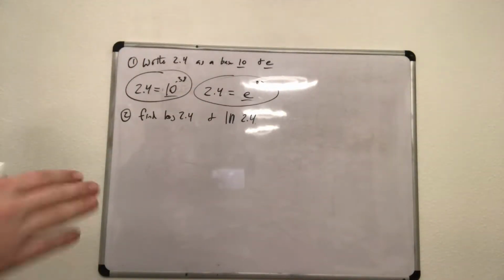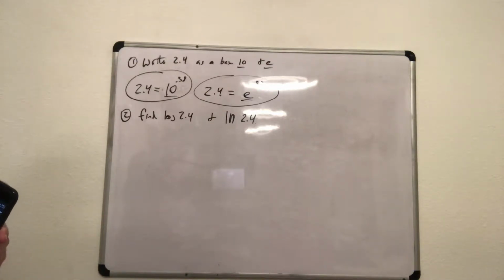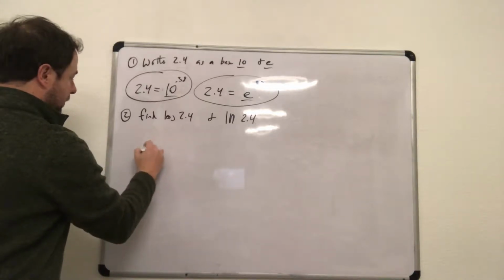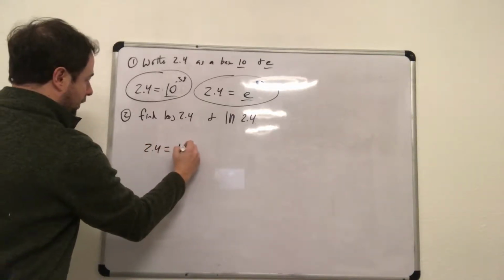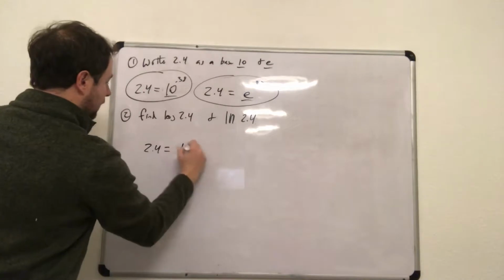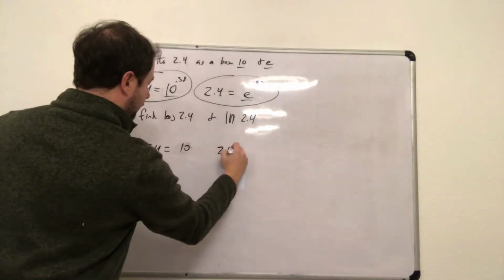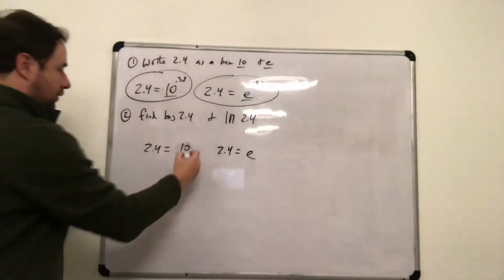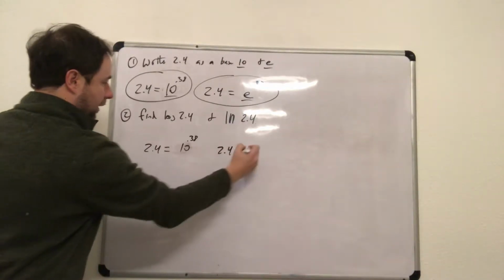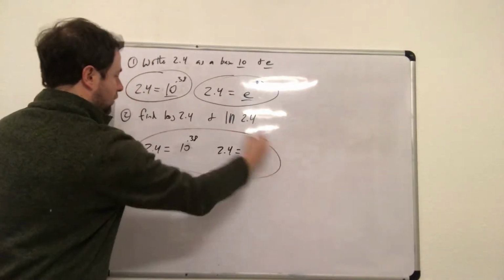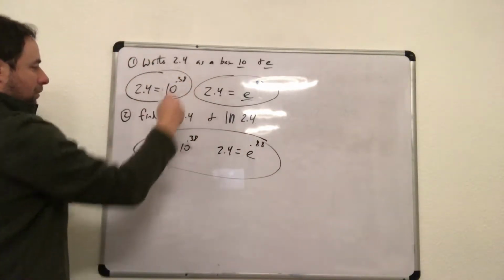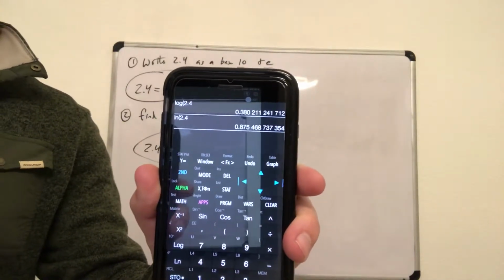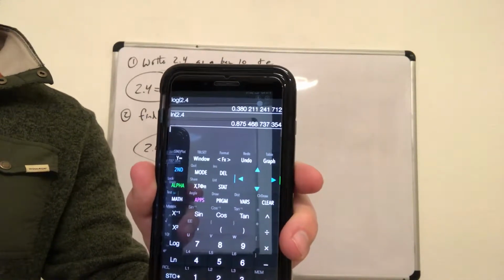Same thing, they just word it a little different where it says find log 2.4 and ln 2.4. Same thing, you would write 2.4 equals 10 to the, and then 2.4 equals e to the, and then you would put those in your calculator. It's the same answers. It's just showing you a little different way that they would ask it. But either way, those are the buttons that you would push, and those are the answers that you would get.